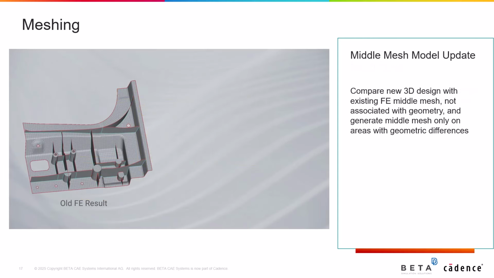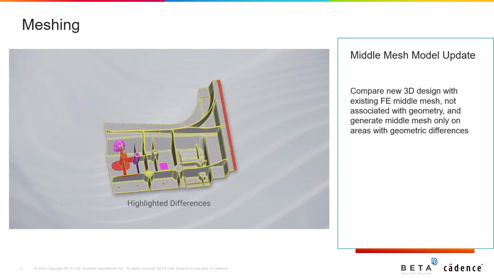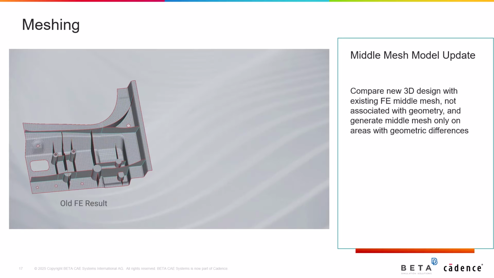A new option has been added to the local remesh function, allowing the casting process to operate exclusively in areas with missing mass. When combined with the Inspect tool, this significantly speeds up the process of updating an old FE mesh to align with new, updated geometry.